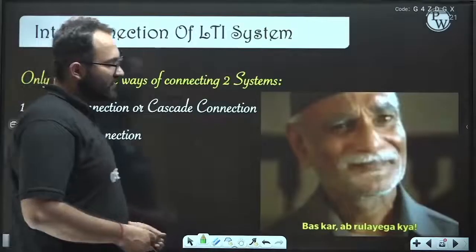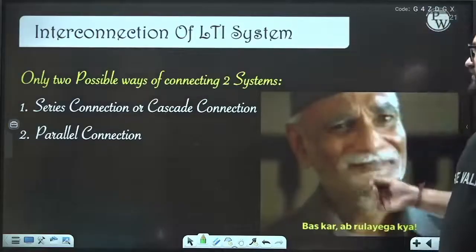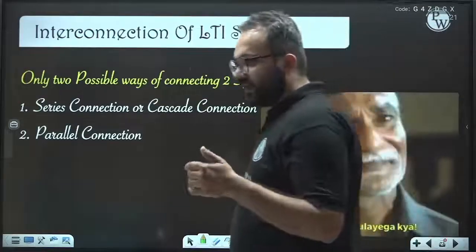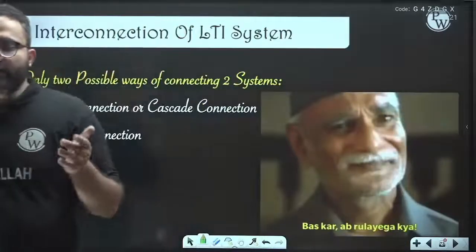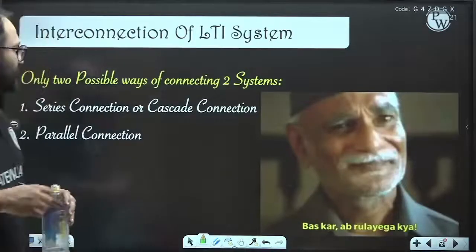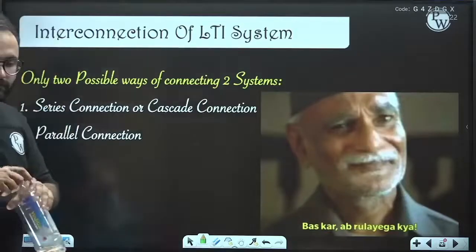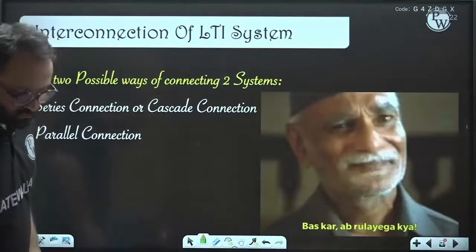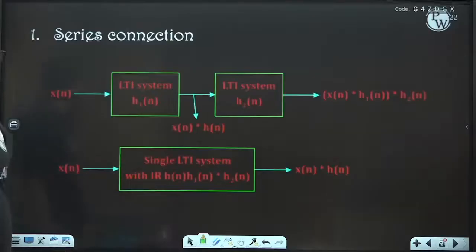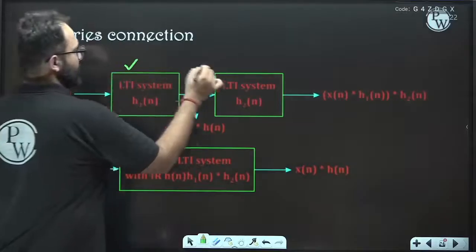Great. Now let's move on to the interconnection of the systems, interconnection of two systems. There are two methods in which we can connect LTI systems: a series connection, also called cascade connection, or a parallel connection. Okay, so now let's see what is happening. Suppose we have two systems which are connected in cascade.